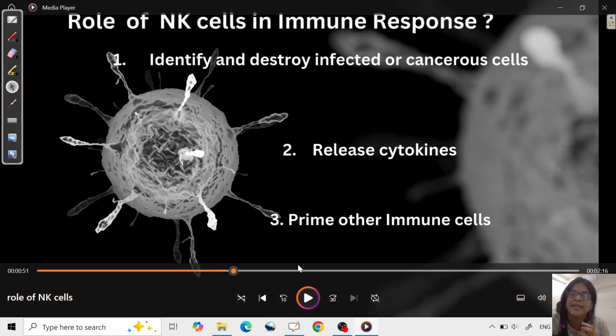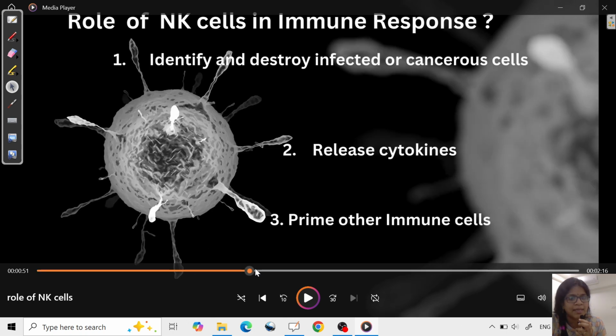Now, the role of NK cells in immune response. How does it really identify? It mainly identifies based on the major histocompatibility complex, also called the MHC complex, which I will talk about in the next slide. First of all, it identifies and destroys the infected or cancerous cells. It releases cytokines. It also provokes the other immune cells for their immune response. It has to dominate the number of infected cells. Only then can they have a war between the infected cells and the healthy cells of the body, thus killing them.